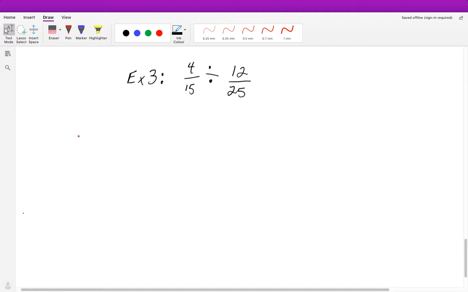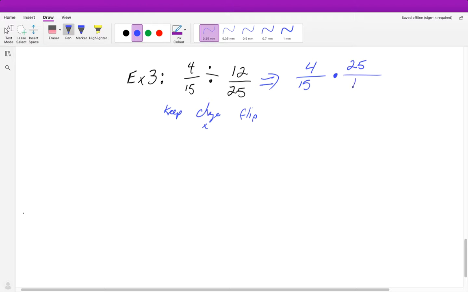All right, same thing. We keep, because this is division, so 4 over 15 divided by 12 over 25. We keep, change to multiplication, flip. So this is then going to be rewritten as 4 over 15 because we keep the first one. We change to multiplication, and we take its reciprocal.